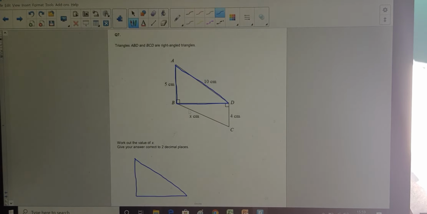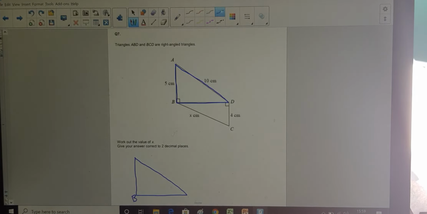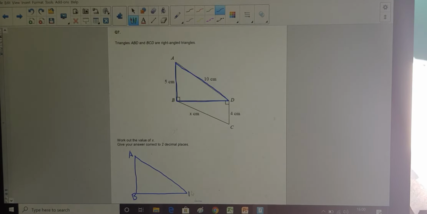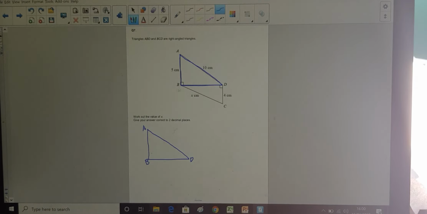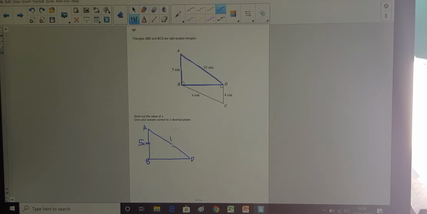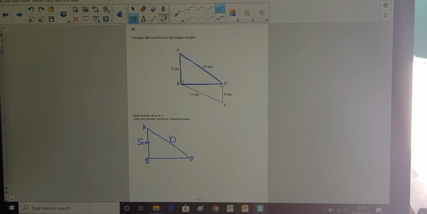I know that this length is B. This length is A. And this length is D. And what do I know? Well, I know that this length is 5 centimeters. And this length is 10 centimeters.